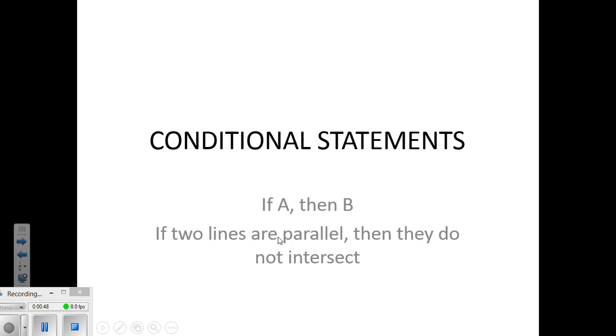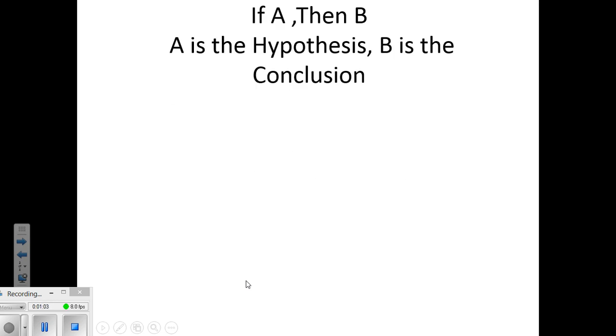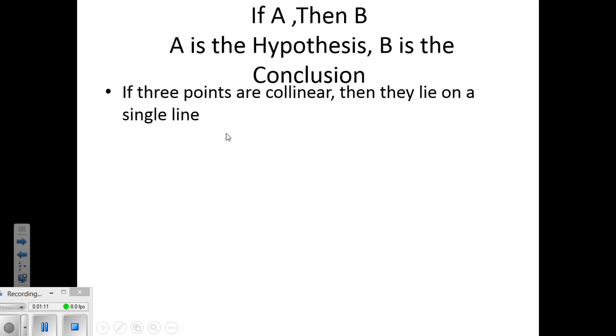A, two lines are parallel. That's the A part. That's called the hypothesis. Then they do not intersect. They do not intersect is the B component called the conclusion. Okay, so that's stated over here a little bit more formally. If A, then B. A is the hypothesis, B is the conclusion.